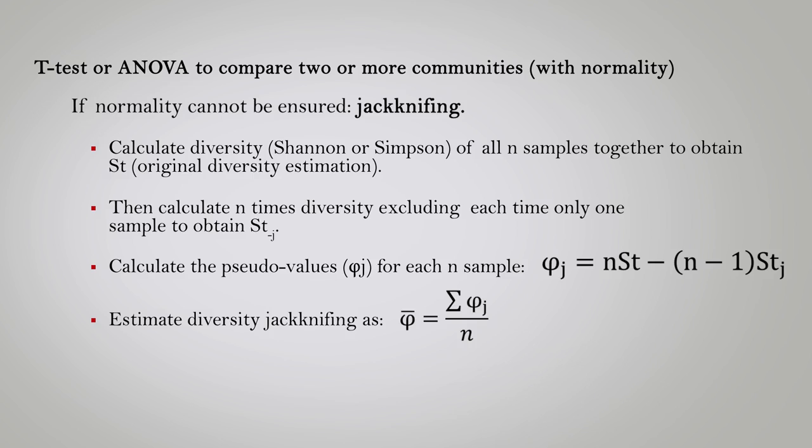In this way we can also calculate a standard error, the standard error of the estimation of the jackknifing process, and we have a very reliable statistic to provide information about the evidence of differences between communities.